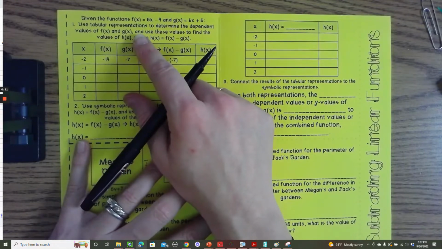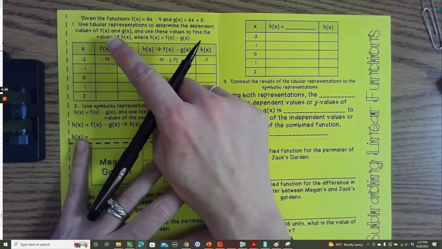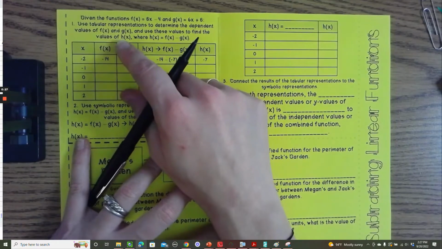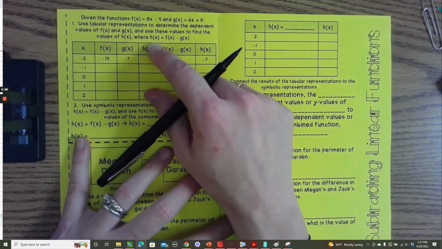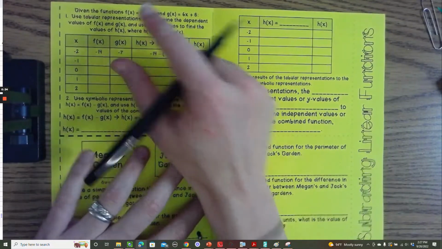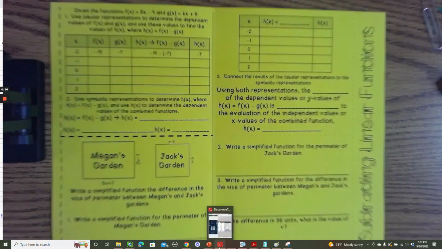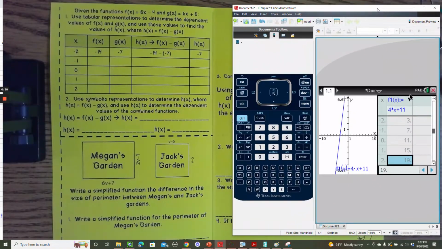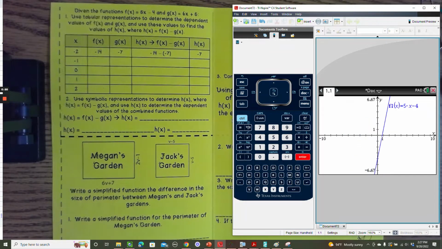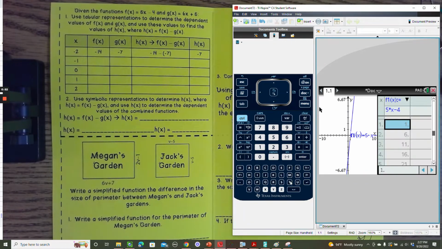going to use tabular representations to determine the dependent values of f of x and g of x and use these values to find the values of h of x, where h of x equals f of x minus g of x. So I'm going to start with f of x, and I'm going to plug that equation into the graph side of my calculator. Alright, so delete this one I have in there. We're going to do 5x minus 4, and then I'm going to pull up the table.